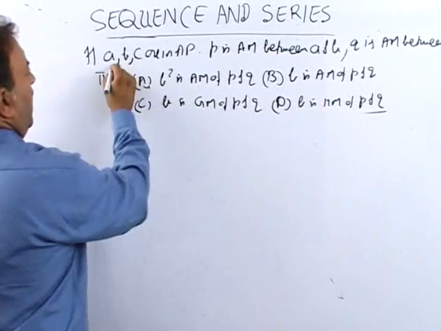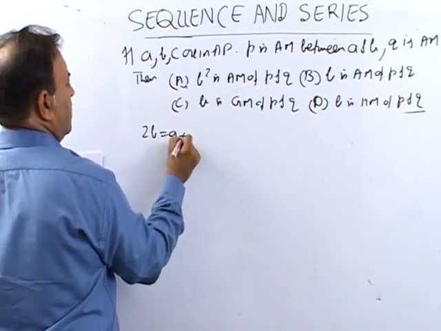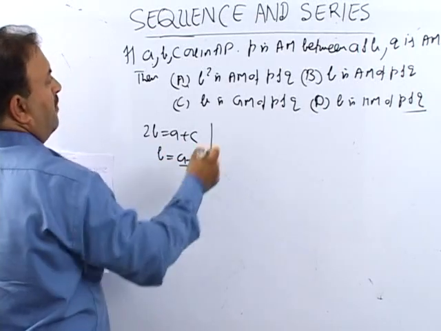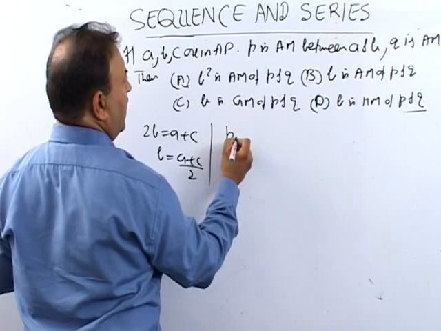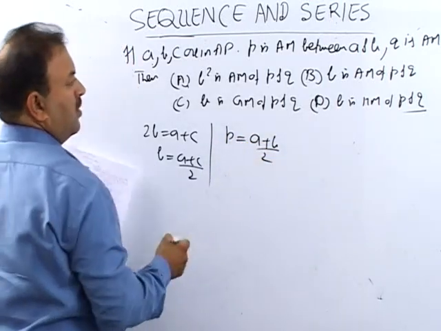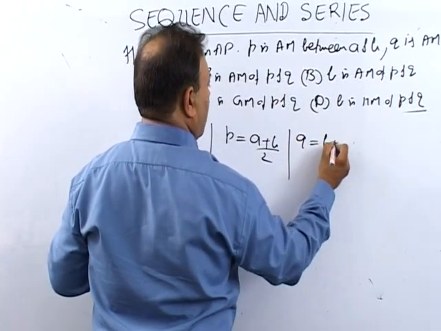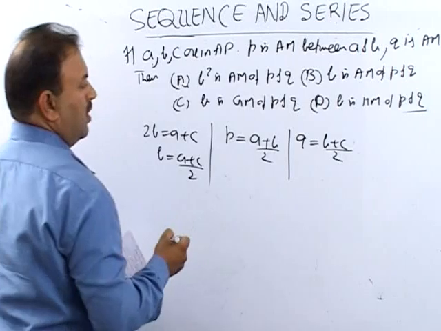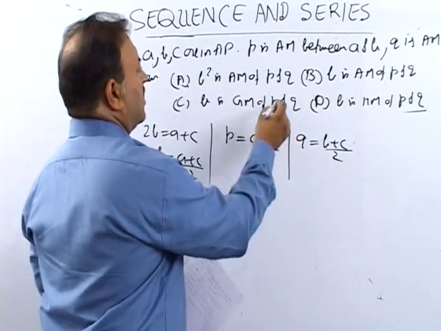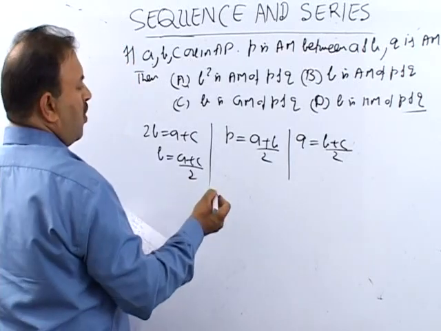A, B, C are in AP. So 2B is equal to A plus C, or B is equal to A plus C by 2. Then P is the arithmetic mean of A and B, that is P is equal to A plus B by 2. Then Q is the arithmetic mean of B and C, Q is equal to B plus C by 2. Now हमें जो चाहिए उसके अकॉर्डिंगली वर्कआउट करते हैं. हम चारों रिजल्ट देखेंगे. हमें चाहिए P, Q and B. We do not want A and C.